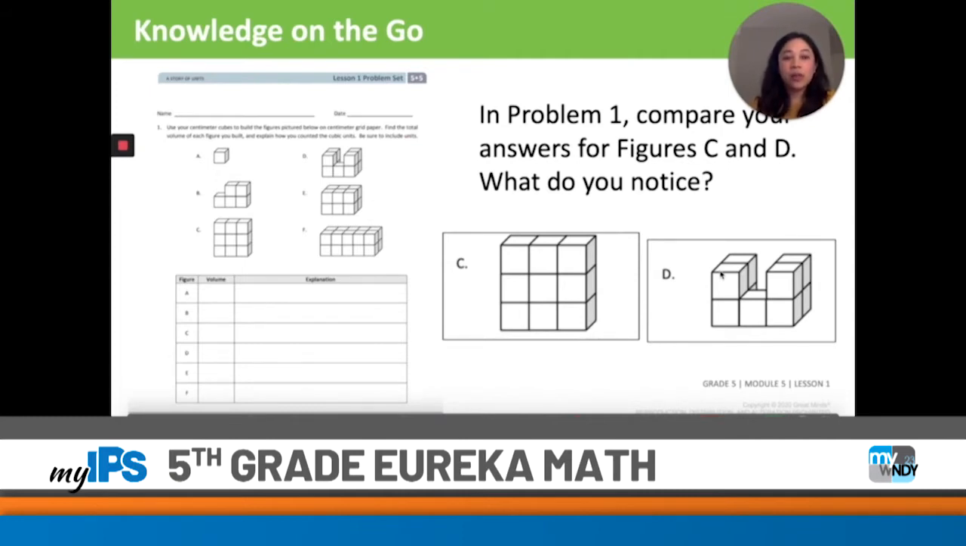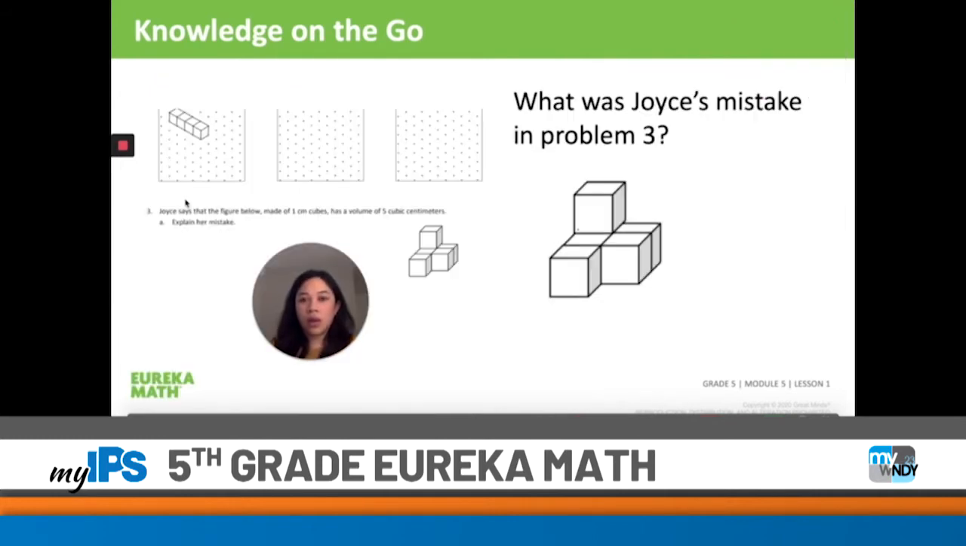Now let's look a little bit closer at problem 3. And the question was, what was Joyce's mistake in problem 3? We see that Joyce thought that by looking at the cubes, there are 5 cubic centimeters, and we have to figure out her mistake. Now, in just looking at this picture here, I can see 1, I see 2, I see 3, I see 4 here, and then 5 is over here in the back.